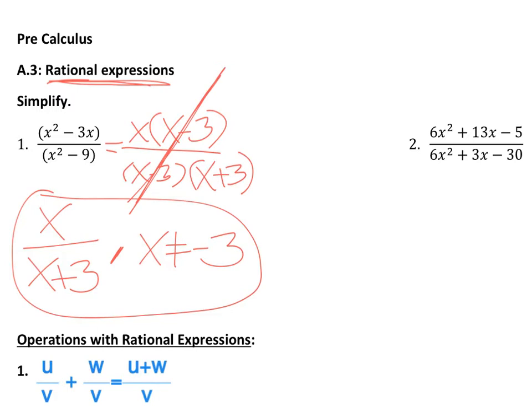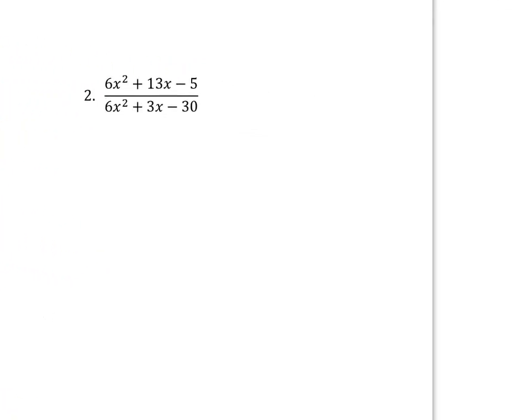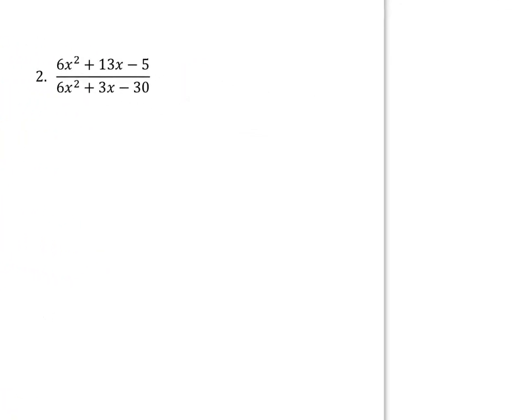Okay, if I move over to number 2, again, same concept. I have quadratics top and bottom. Remember, I can't cancel these out, the 6x squareds. I can't cancel the x's out because we're adding or subtracting in the top and bottom. So I want to factor both of these into two binomials.